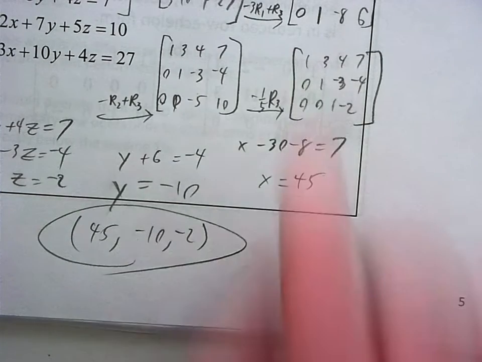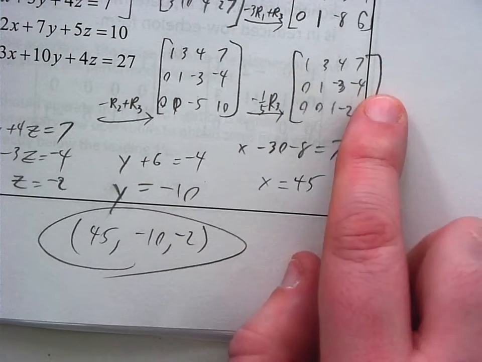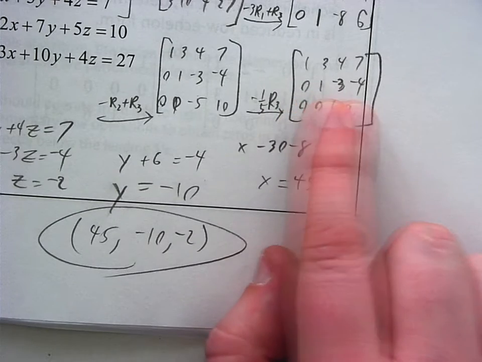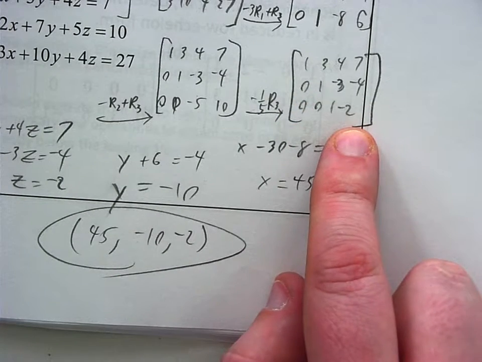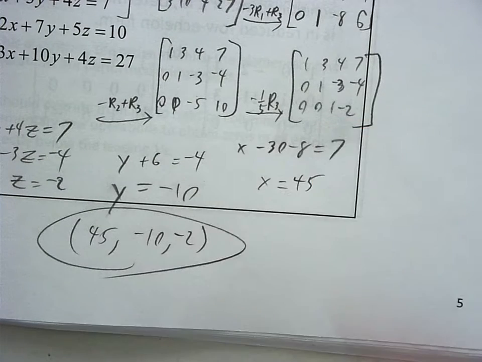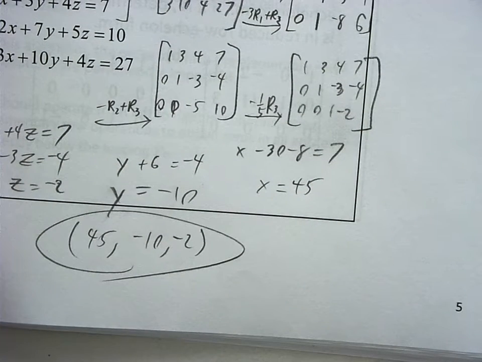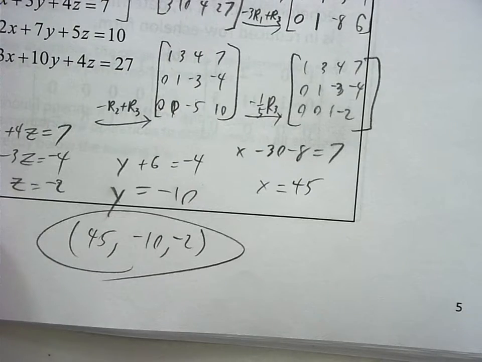But if you do that, you'd have 1, 0, 0, 45; 0, 1, 0, negative 10; and 0, 0, 1, negative 2. So that literally just hands you x, y, z. That's what reduced row echelon form is. Okay?